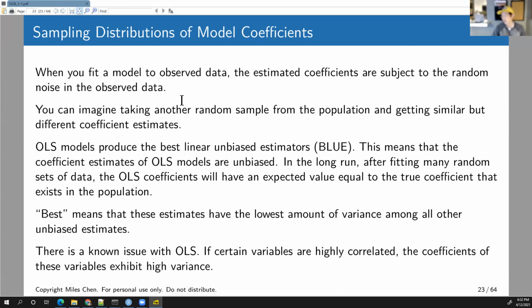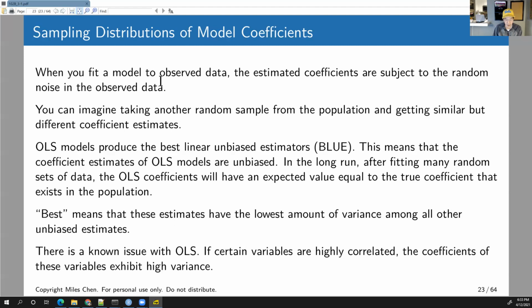All right. So the idea here is that when you fit a model to your observed data, we always have to keep in mind that the observed data is subject to random noise. The coefficients are subject to that, and they might not be the best ones. If we had taken another random sample from the population, and we probably don't have this luxury in real life, we would probably get similar but different coefficient estimates, right?